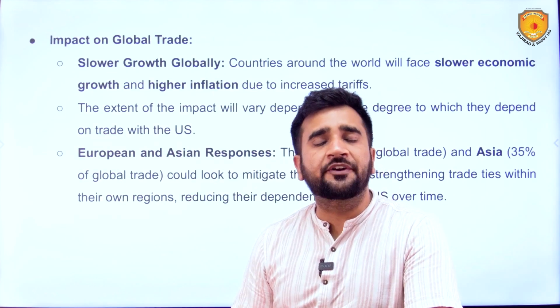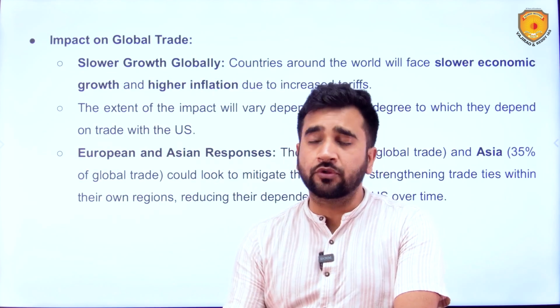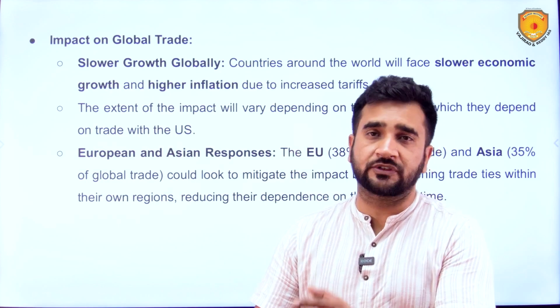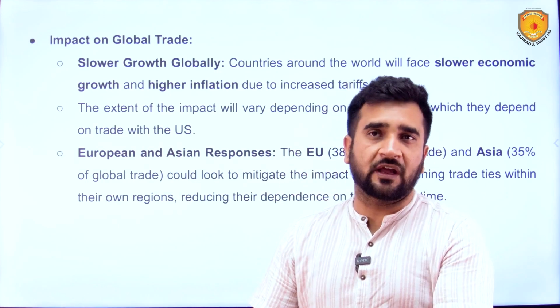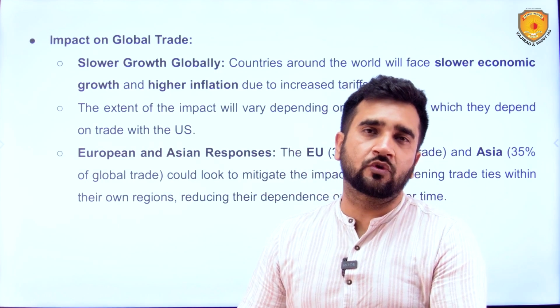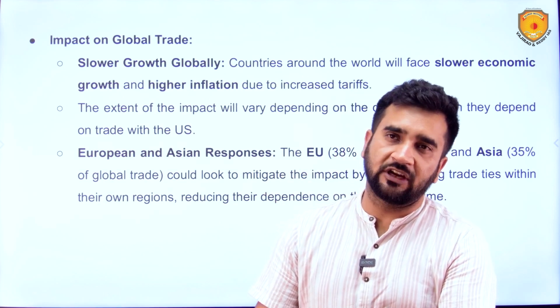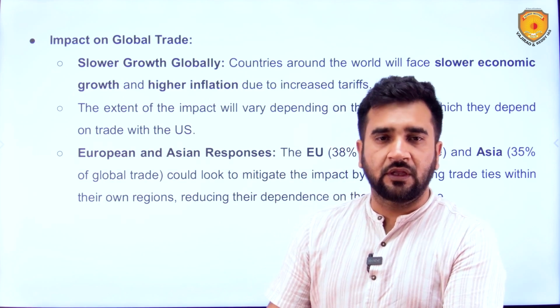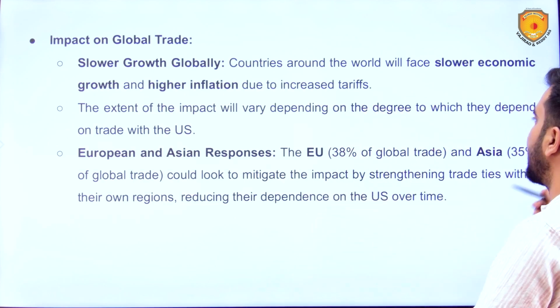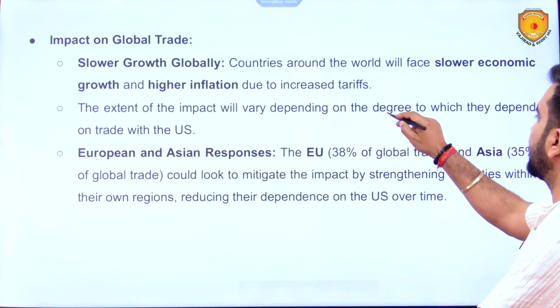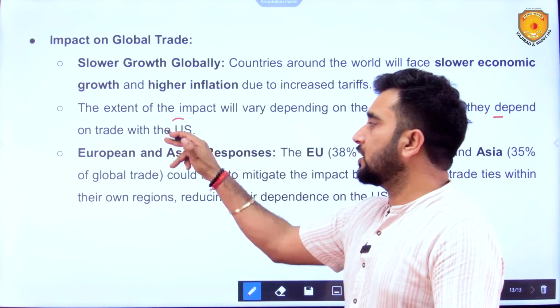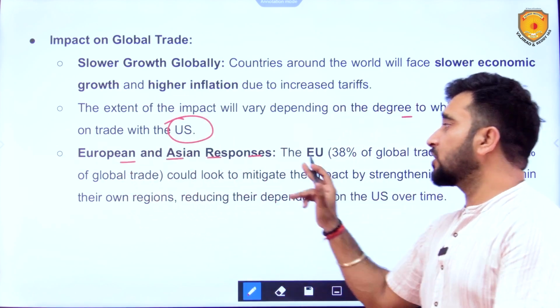Impact on the global trade. The slower growth will be there globally because many countries were exporting to America, and the demand suppression of those goods in America definitely will lead to less productivity, and less productivity will lead to slower growth rate. Now the extent of this impact will vary depending on the degree to which they depend on trade with the US. European and Asian responses.